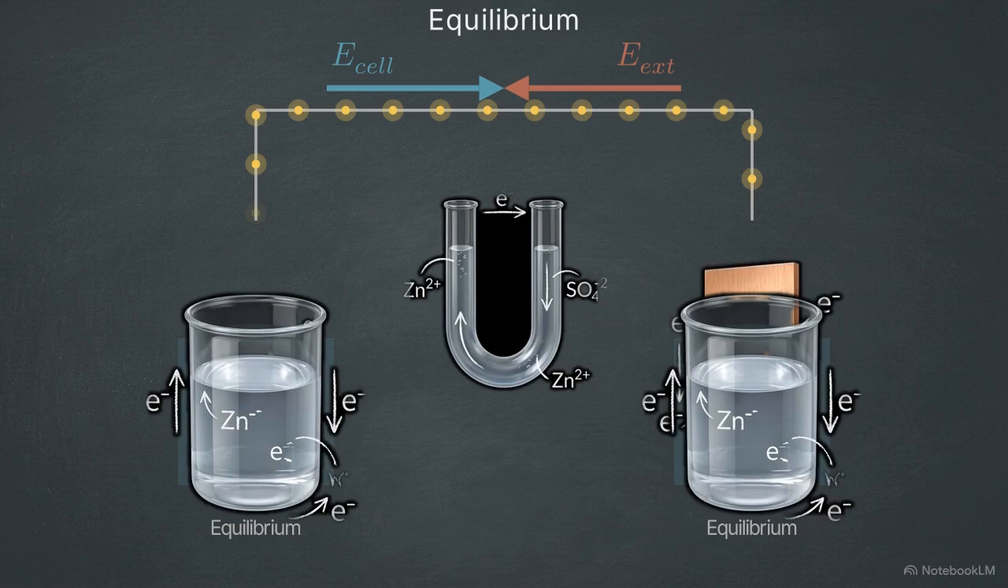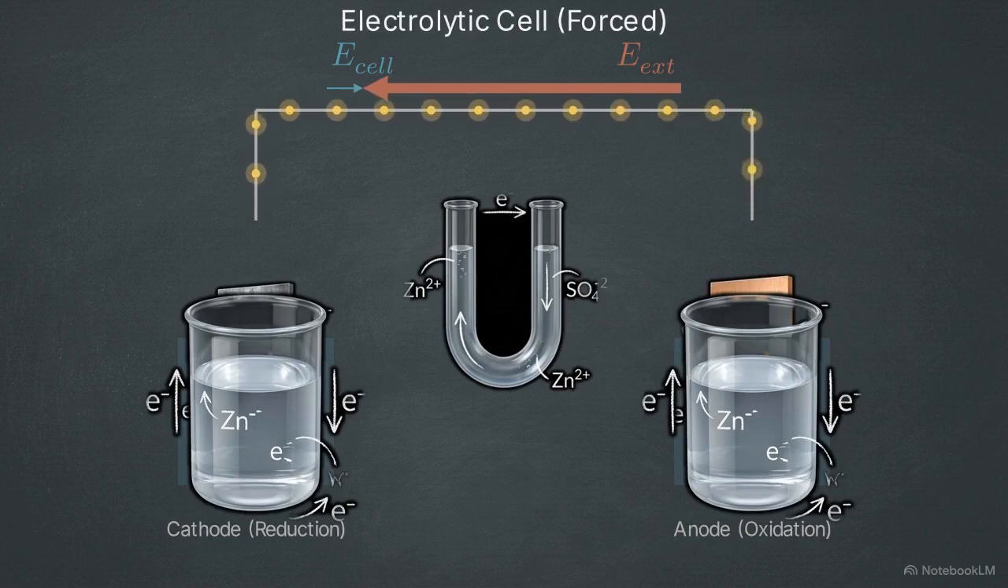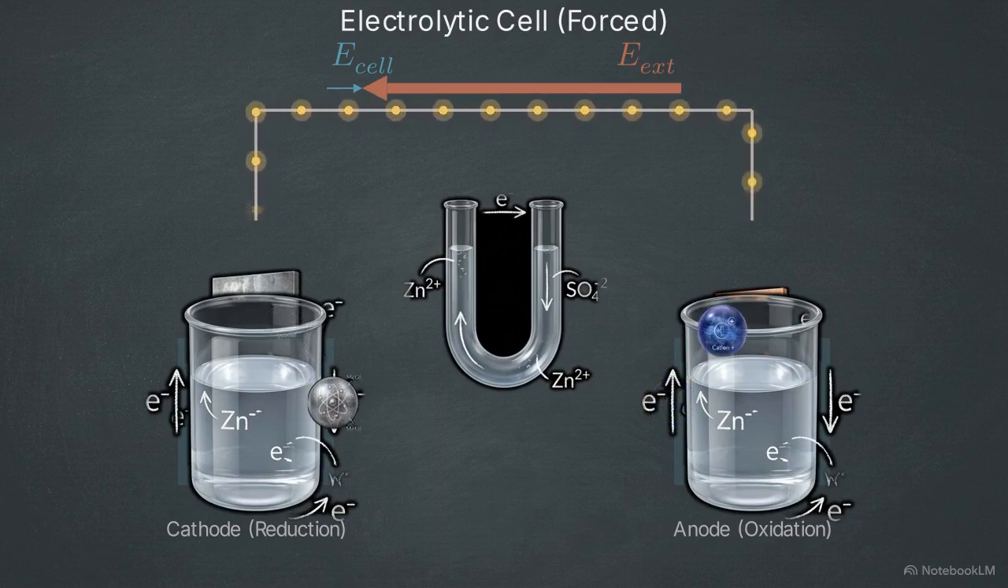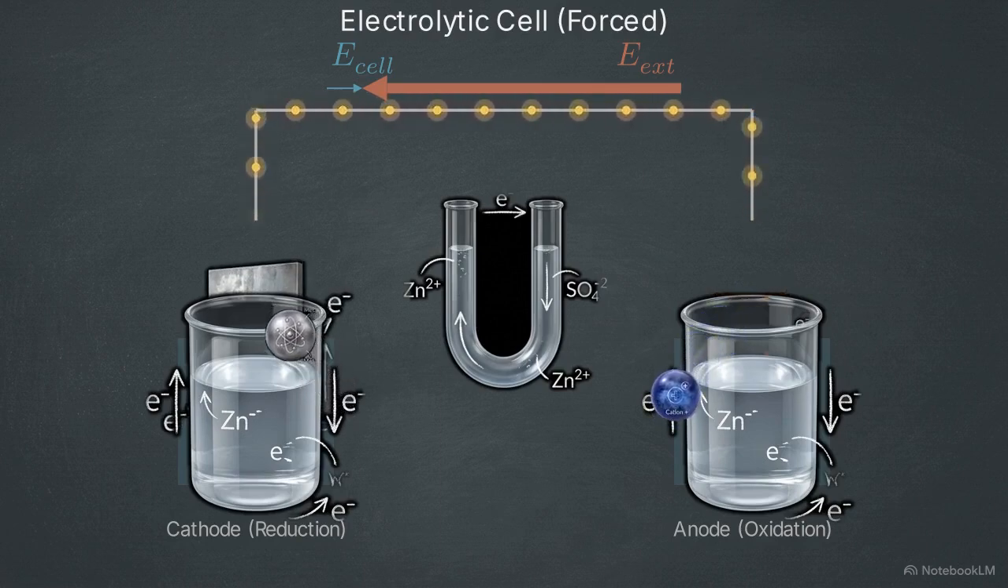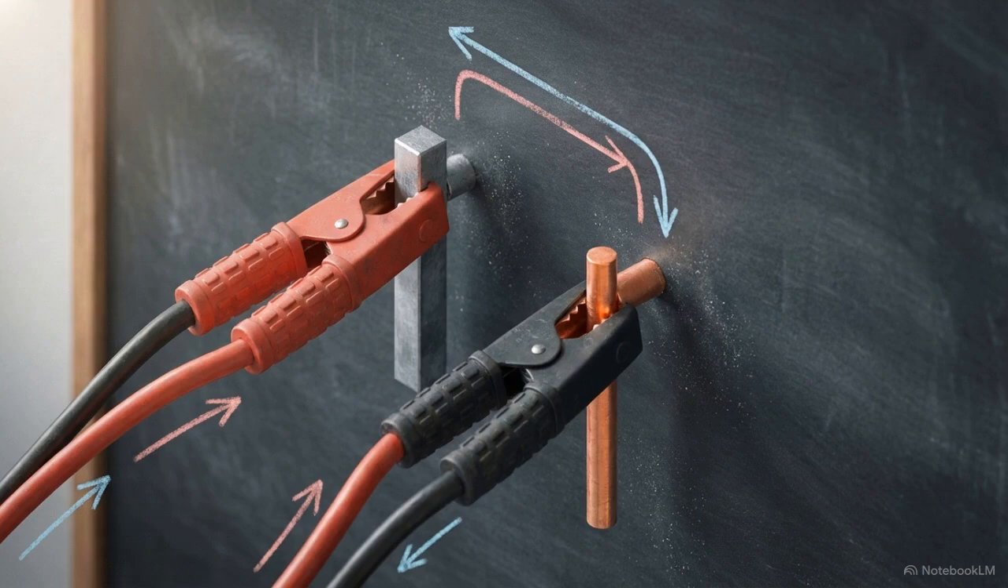Finally, the applied external voltage is cranked up to exceed the cell's natural potential. This immense pressure overpowers the chemical thermodynamics entirely, forcing the electrons to travel backward through the wire from copper to zinc. The chemical roles reverse. The usually passive copper is forced to undergo oxidation and dissolve, while the zinc is forced to undergo reduction and plate back onto its electrode. The system has now transitioned into an electrolytic cell.